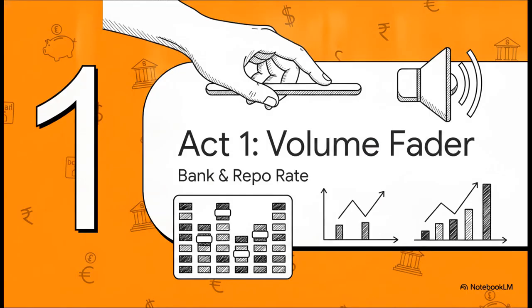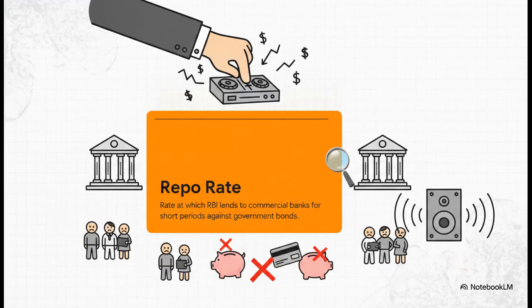Let's move to Act 1, the Master Volume Fader, also known as the bank rate and repo rate. So what exactly is the repo rate? Well, the official definition is the rate of interest at which the RBI lends to commercial banks for short periods against government bonds. But honestly, just think of it as the wholesale price of money. If the RBI decides to raise this repo rate, borrowing suddenly gets way more expensive for those commercial banks. And what do banks do? Obviously, they pass that cost right on to us by jacking up the interest rates on our loans. It completely turns down the volume on public borrowing and spending, totally chilling the whole vibe out.